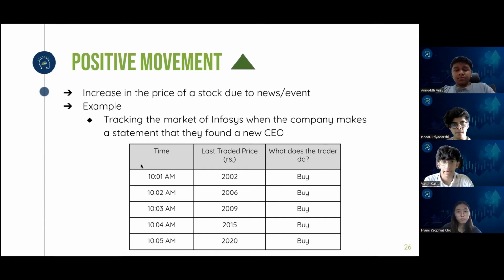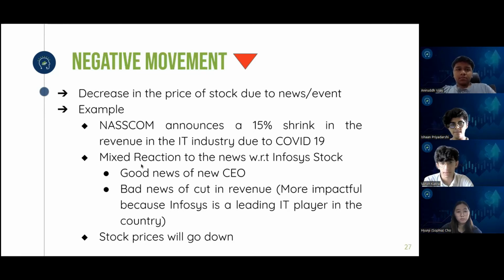Now moving on to the negative movement. Now, negative movement, again, we have to take an example. So now on the same day, considering the same example, at 12:30 p.m., the National Association of Software and Services Company, which is called NASSCOM, for those who don't know, is considered to be a very powerful organization, and whatever they say has an impact on the IT industry.